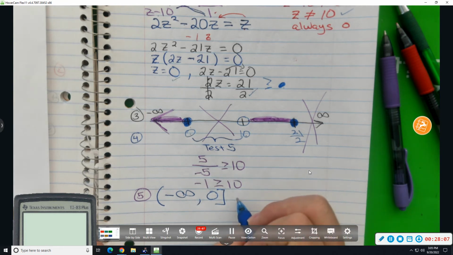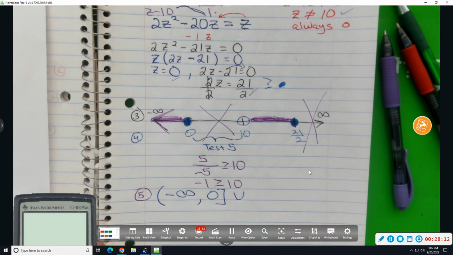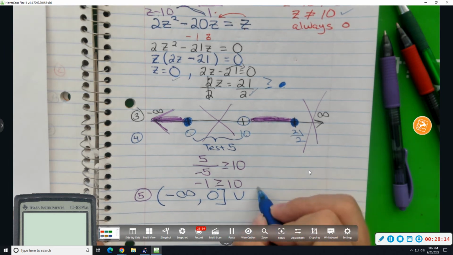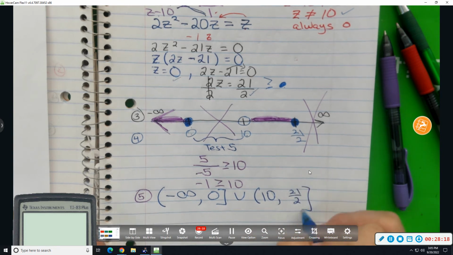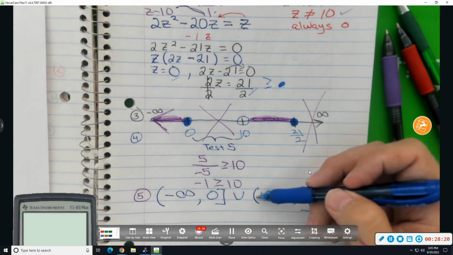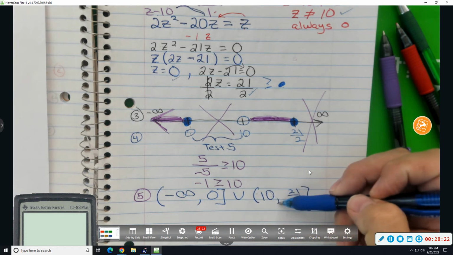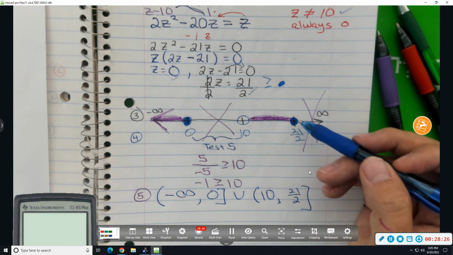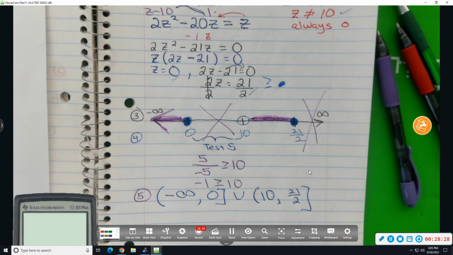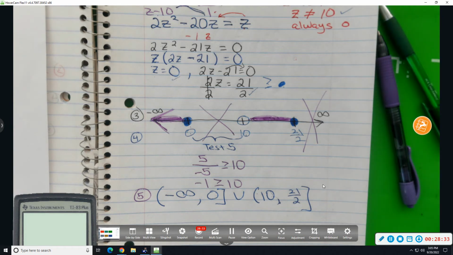Next, what would you type? U, that's the set union from the toolbar. Open parenthesis, 10, comma, 21 over 2, close bracket. Okay. Open circle at 10, so parenthesis 10, comma, 21 halves is the right-hand cut point. Closed circle, so a bracket. I agree. Any questions there?